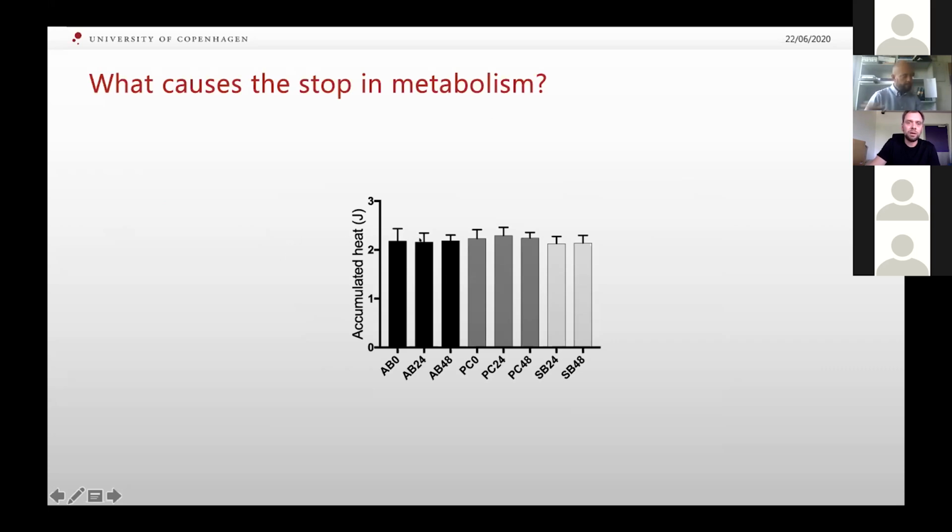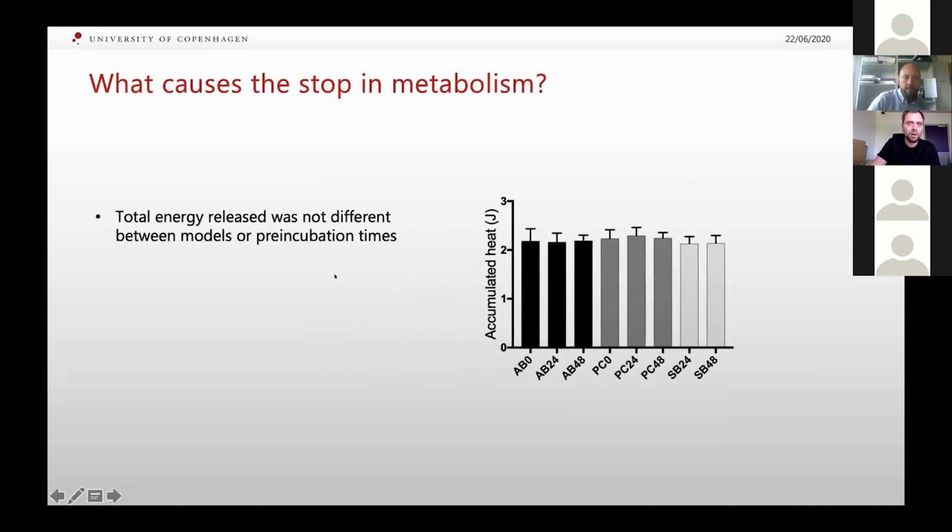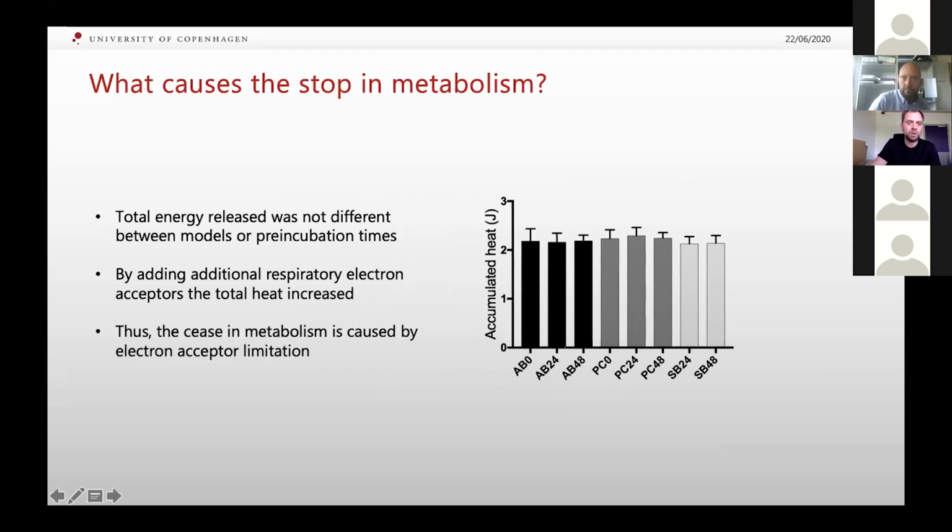We show here the accumulated heat. So the area under the curve is exactly the same for all the models. So the total energy released was not different, but by adding additional electron acceptors, the total heat increased. So we concluded that the cessation of metabolism is caused by electron acceptor limitation rather than carbon source.